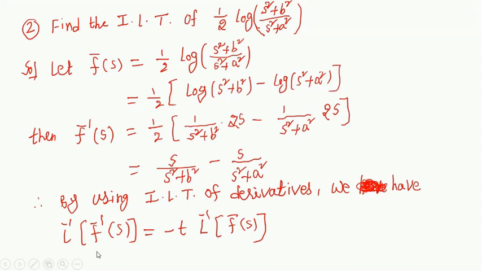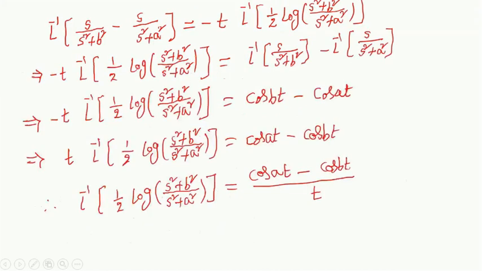Now by using the inverse Laplace transform of derivatives, we have L inverse of f dash of s is equal to minus t into L inverse of f bar of s. Now substitute the f dash of s value and f bar of s value and simplify. L inverse of s by s square plus b square minus s by s square plus a square is equal to minus t into L inverse of, what is the f bar of s value? f bar of s is 1 by 2 into log of s square plus b square by s square plus a square.